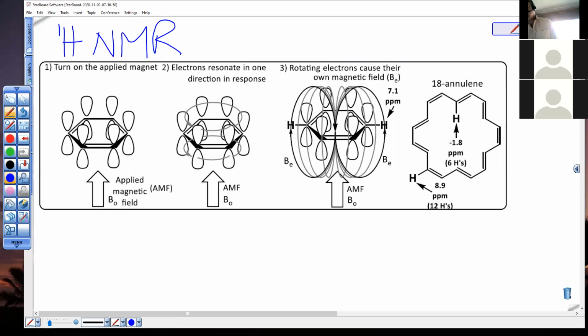Okay, so you have your benzene here. That's this molecule right here. Looks like I drew the double bonds here, here, and here. And I showed their p orbitals up here. And you turn on the electromagnet. Applied magnetic field is the electromagnet.